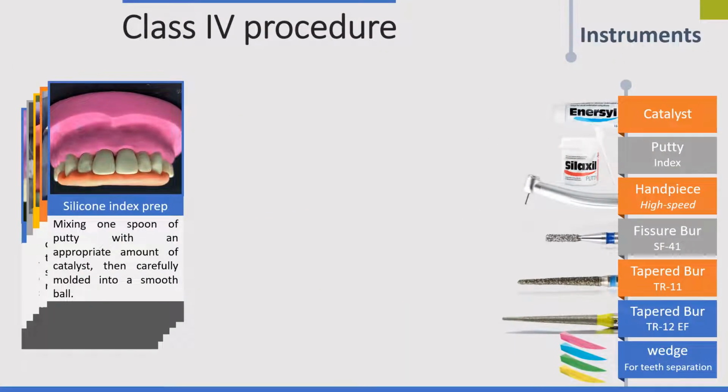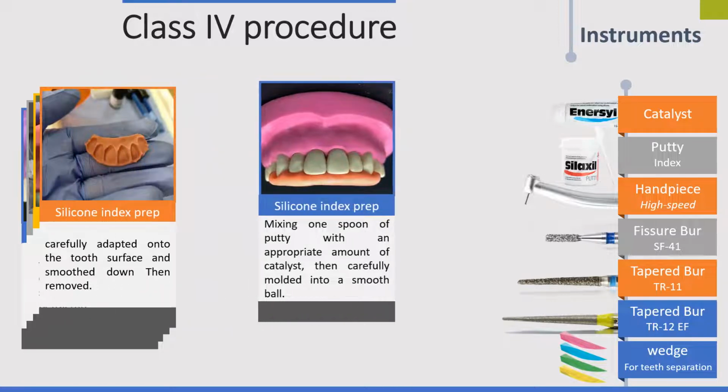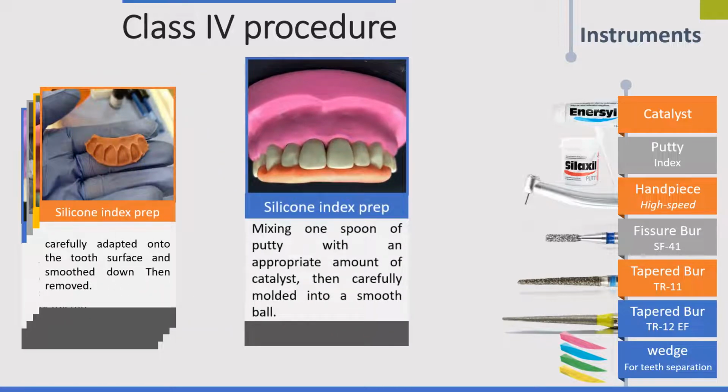First of all, let's talk about Class 4, which includes the incisal edge with the proximal surface. The instruments we use are as follows: catalyst, putty index, high speed handpiece, Fisher tapered pair, which is for teeth separation. And let's get started with the procedures. First, we need to take an index to record the palatal aspect of the tooth with the proximal, so we can build up at the end.